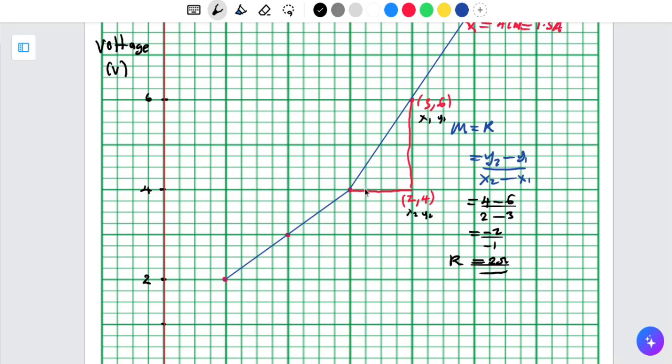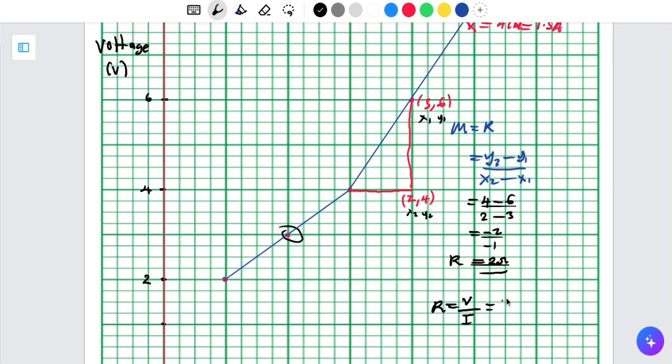Okay? But if you want, you can just go direct by using the formula. So the resistance is equal to voltage divided by the current. So you choose one point. So if I choose this point here, let's say I choose this point here. So my voltage here is 3.